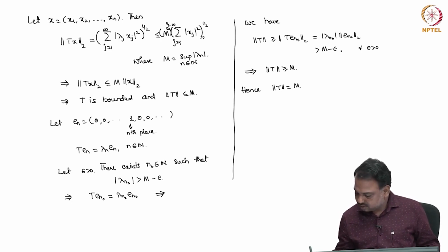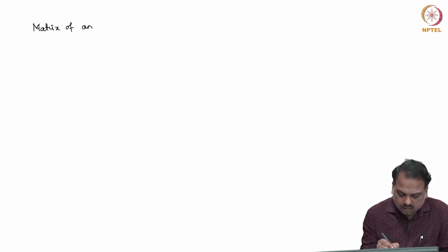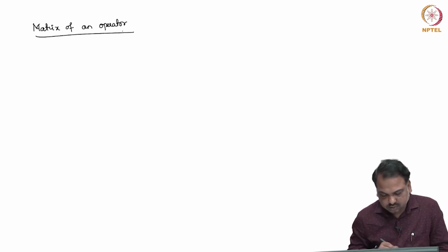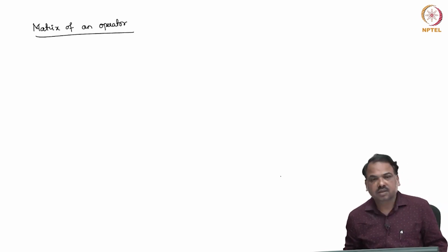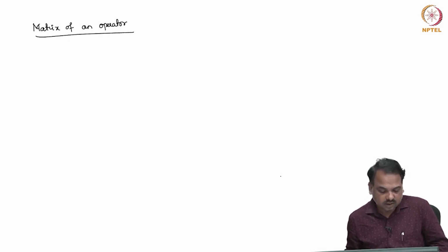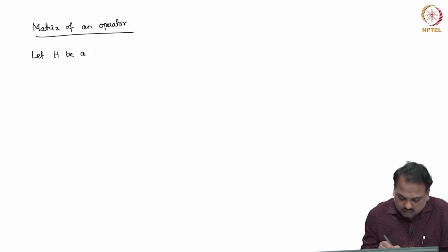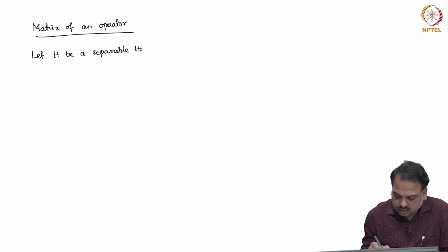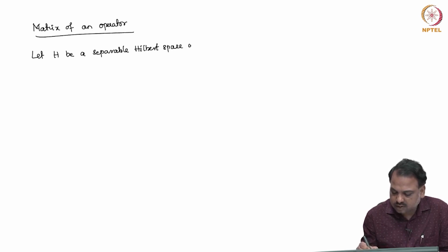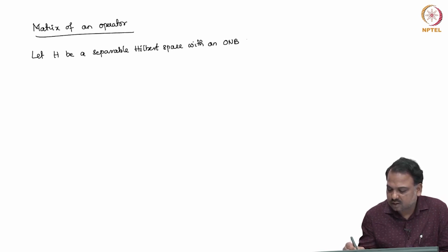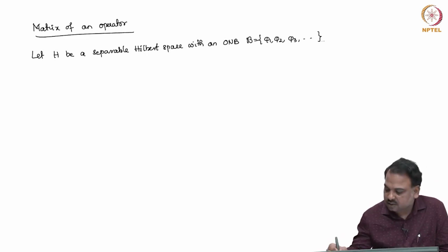So next we discuss the matrix of an operator. The motivation for discussing this concept is that the operator we defined earlier on L2 gives an infinite matrix, which is a generalization of the finite dimensional setup. So let us start with a separable Hilbert space. Let H be a separable Hilbert space with an orthonormal basis B, which is E1, E2, E3, and so on. And let us take T to be a bounded linear map on H.